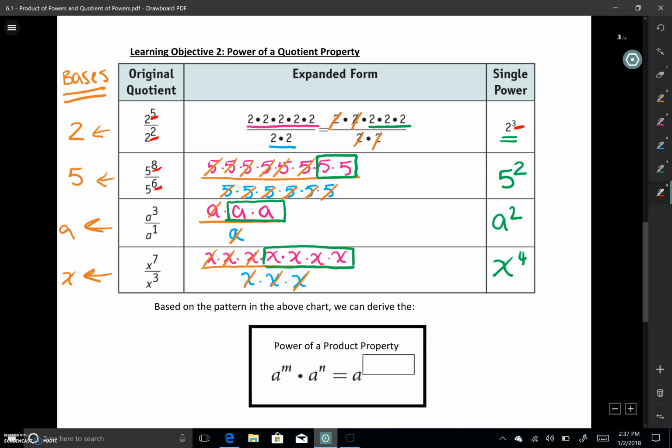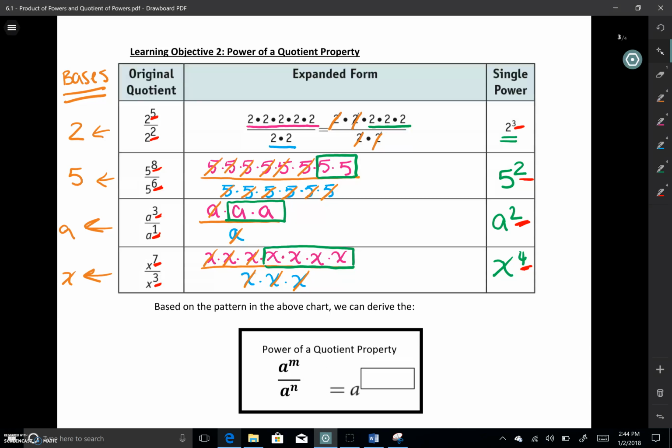Here I have 8 and 6. 8 minus 6 gives me 2. 3 and 1. 3 minus 1 gives me 2. And then 7 and 3. 7 minus 3 gives me 4. Based on the pattern that we see in the chart here, I can derive the power of quotients property. And notationally, that's going to look like a to the mth power all over a to the nth power is equal to a to the m minus n power.